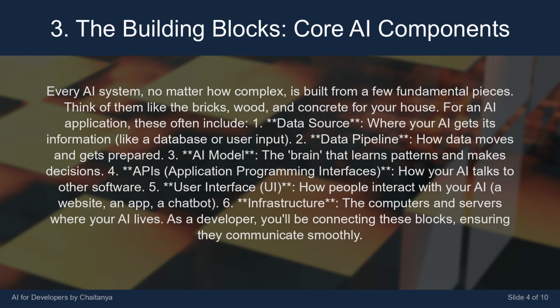4. APIs, application programming interfaces, how your AI talks to other software. 5. User interface, UI, how people interact with your AI, a website, an app, a chatbot. 6. Infrastructure, the computers and servers where your AI lives. As a developer, you'll be connecting these blocks, ensuring they communicate smoothly.